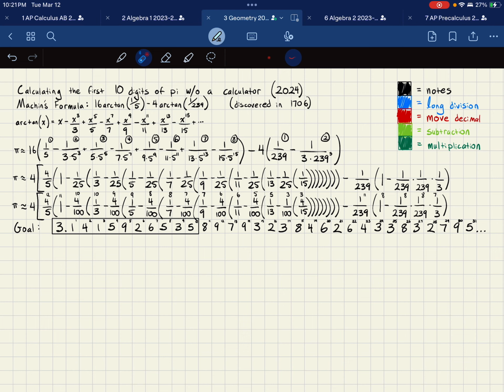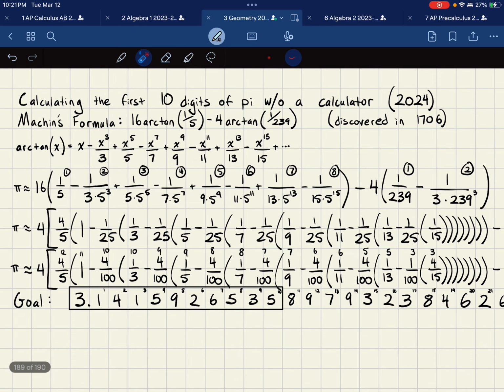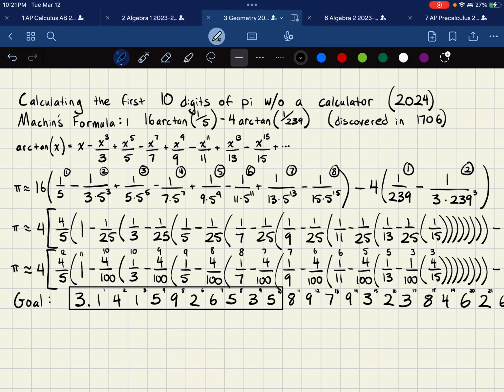The general idea here is there is a formula to calculate pi, and I can say that all of this formula is roughly pi. So I can come down here and say all of this is approximating pi. And if we can find some sort of sequence to approximate arctan of 1/5 and some sequence to approximate arctan of 1/239, then we're in good shape.